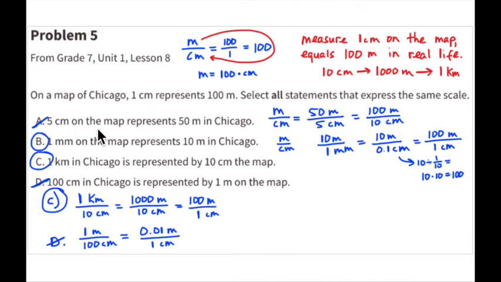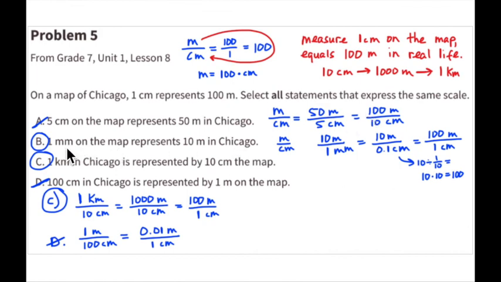So for example, the first one says 50 meters per 5 centimeters. You measure 5 centimeters on the map, that's equal to 50 meters in real life. Is that the same scale? If you double the 5 centimeters to 10, you have to double the 50 to 100. That's a different scale than what's given to you. What's given to you is you measure 1 centimeter, that's 100 meters. This scale is you measure 10 centimeters on the map, that's equal to 100 meters. So A does not match, it's a different scale.